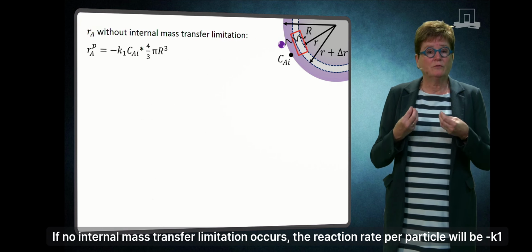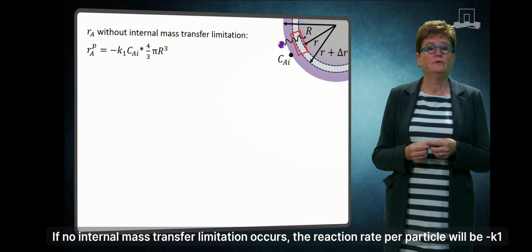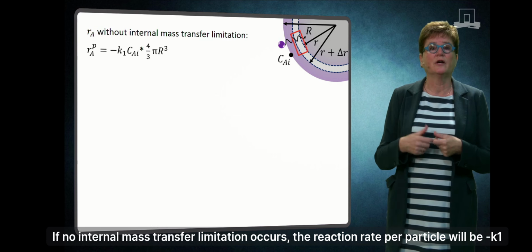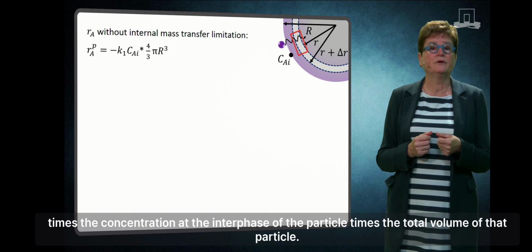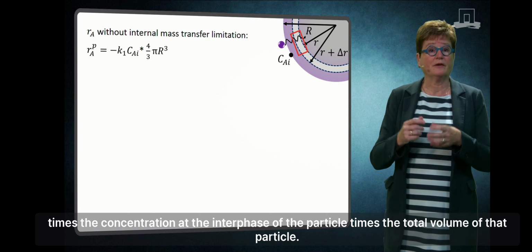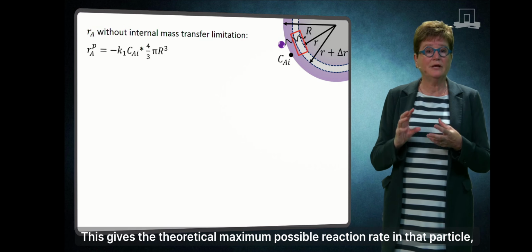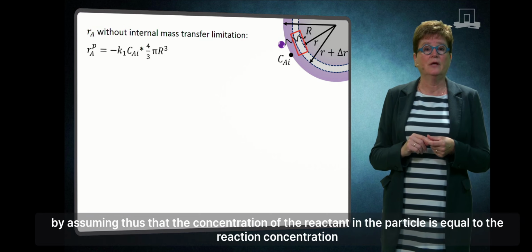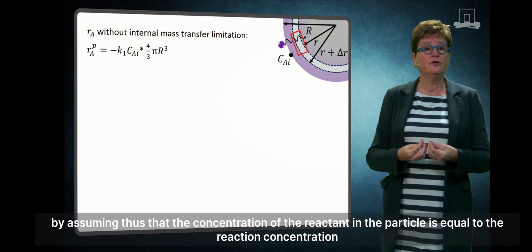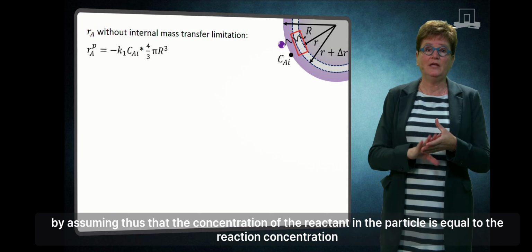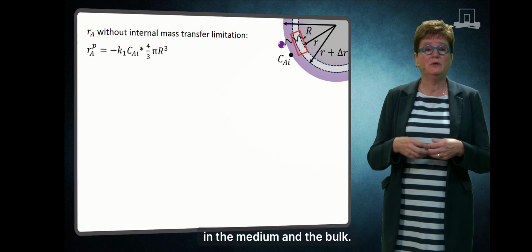If no internal mass transfer limitation occurs, the reaction rate per particle would be minus k1 times the concentration at the interface of the particle times the total volume of that particle. That gives the theoretical maximum possible reaction rate in that particle, by assuming that the concentration of the reactant in the particle is equal to the reactant concentration in the medium, the bulk.